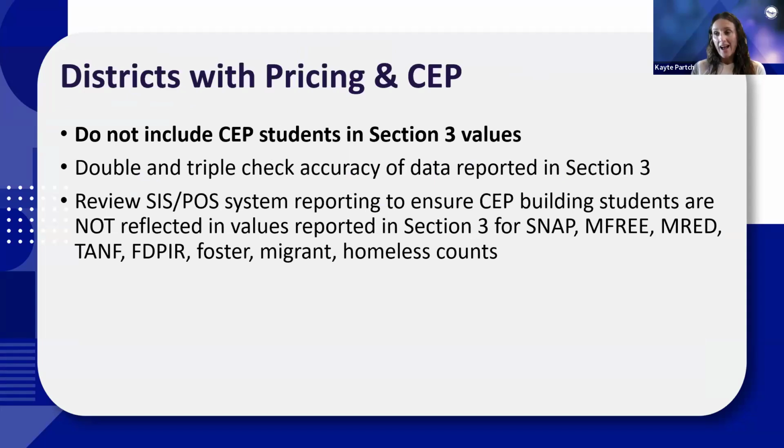So this is a reiteration of that, right? Do not include those CEP students in your section 3 values. Of course, we encourage you to double and even triple check the accuracy of the data reported in section 3 if you are a district that has both pricing and non-pricing CEP buildings. That might mean you need to review your student information system or point of sale system and any reports those systems generate, just to help make sure that what you're putting in that final verification report is accurate in terms of the values reported in section 3.